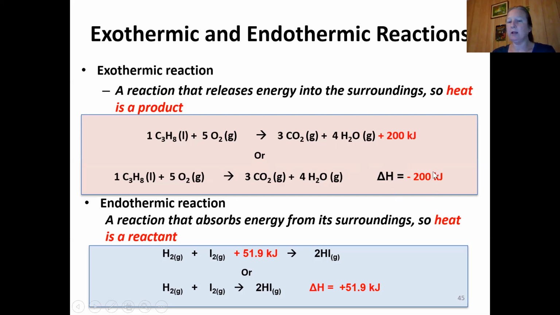Delta H sign is negative for exo. Delta H sign is positive for endo. Endothermic, the energy is part of the reactants. Exothermic, the energy is given off, so it's part of the product.